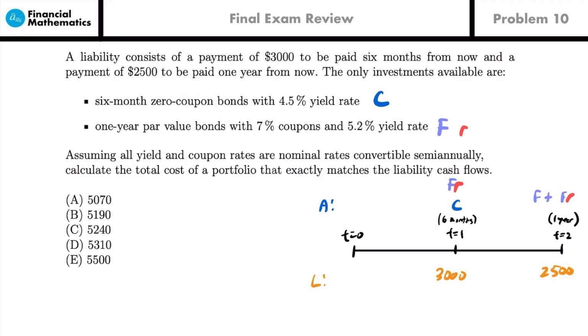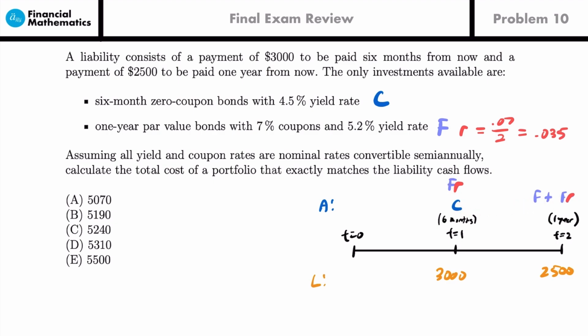We know what the coupon rate is, I just haven't written it down. The coupon rate is 7%, but divided by 2 because it's convertible semi-annually. In fact, let me do that right now. R is equal to 0.07 divided by 2, which is equal to 0.035. That's the coupon rate. However, we don't know what F and C are, but we can find them.